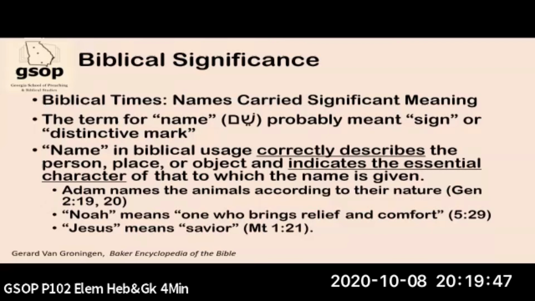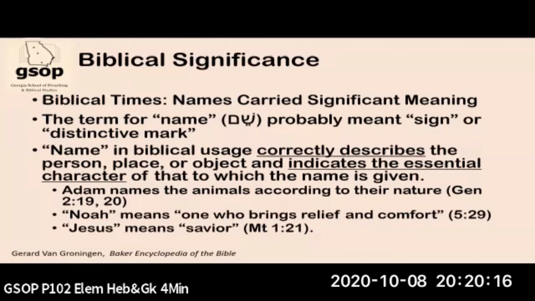Today we give our kids names because they mean something personal to us. They sound good, or maybe they have a relative's name, or maybe it's something that just sort of touches our heart. But generally speaking, the name is not reflective of the character of the person. But in biblical times, it was. In biblical uses, it correctly describes the person, place, or object and indicates the essential character of that name.